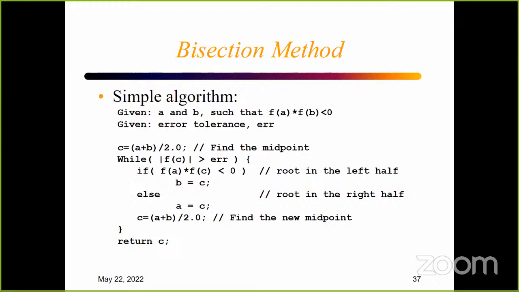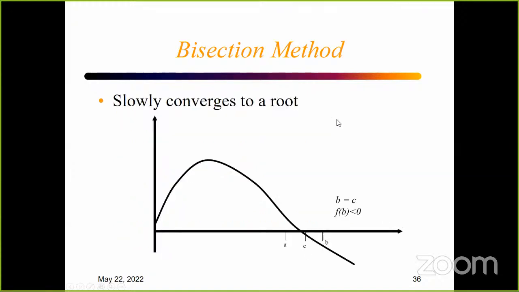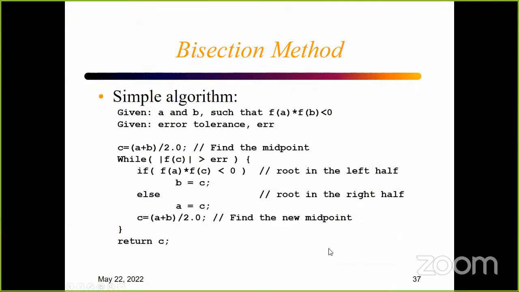But in theory, remember, the simple program is: given the values of a and b such that f of a times f of b is less than 0. What I explained means the product of the function at a, which is positive, and the function at b, which is negative, should be less than 0. Then one can estimate the error in this way: c is equal to a plus b by 2. If f of c is less than 0, the root is in the left half, where b is equal to c. Else, a is equal to c is the root. These are the two simple solutions here.